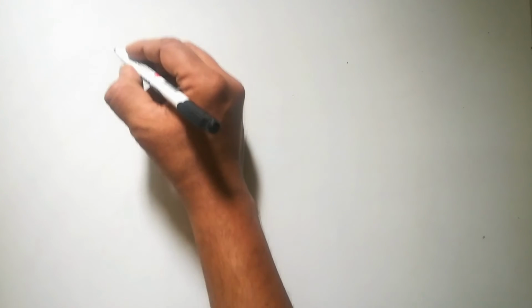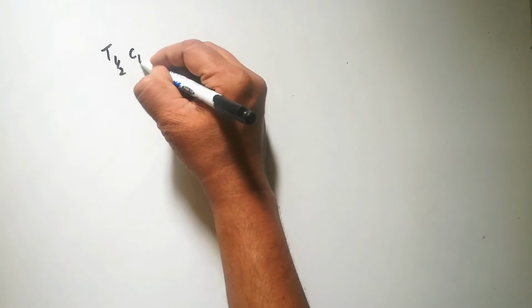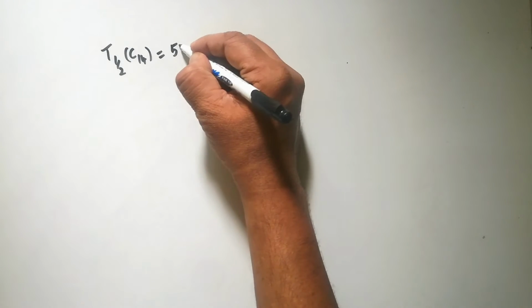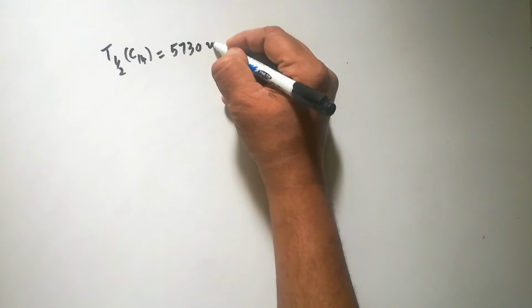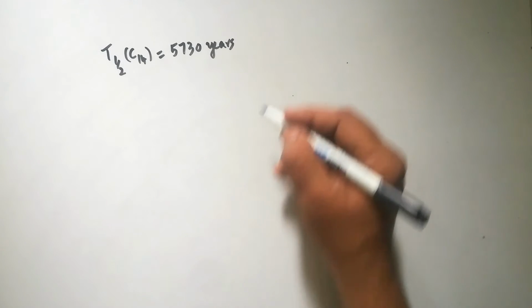First you should know one thing: this problem can be solved by two methods. I'll teach the simplest method. First you have to write the half-life period of carbon-14. Carbon-14's half-life period is how much? 5730 years. So this is the half-life period of carbon-14.